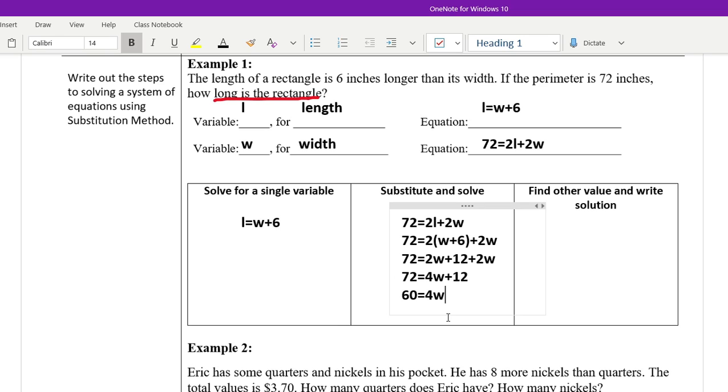Make sure I do my math right. Don't want to mess up on any of the easy ones. And we solve by dividing both sides by 4, which will give us a width of 15. Now for this situation, we're still looking for the length, so we still need to finish out our problem. We need to go to the third column.